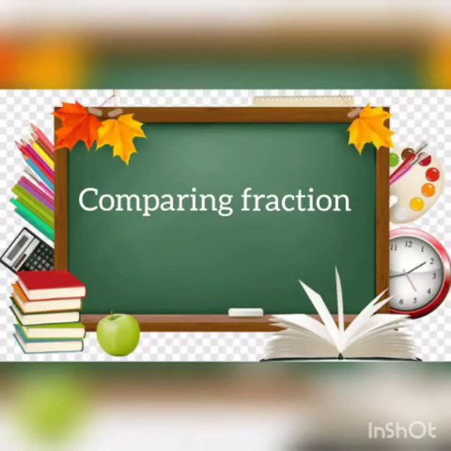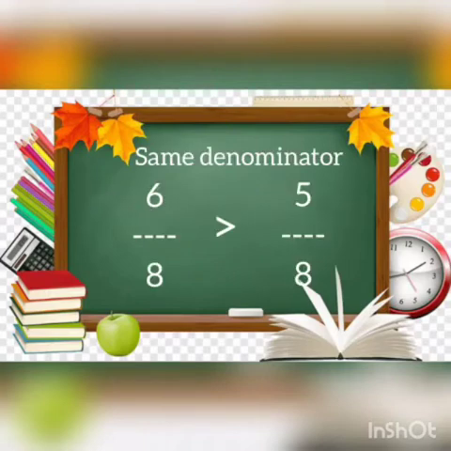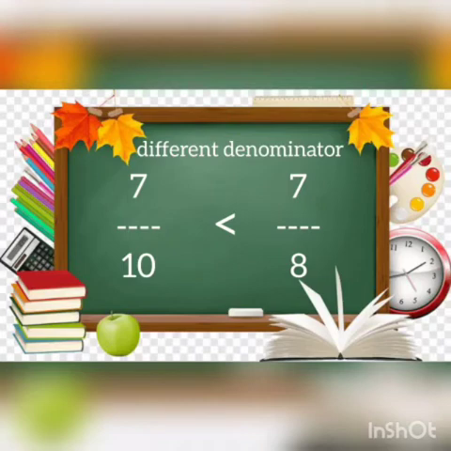Now students, we learn how to compare fractions. Fractions can be compared with greater than and lesser than. Look at the given fractions, they have the same denominators. If there's the same denominator, then we see the numerators, the greater numerator is the greater fraction, like 6/8 is greater than 5/8. In the case of different denominators, the lesser denominator gives the greater fraction, like here 7/10 is lesser than 7/8. 7/8 is the greater fraction.